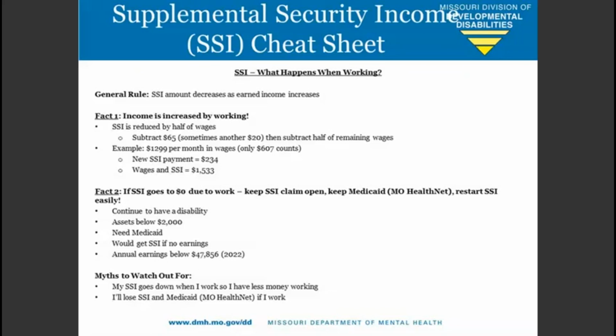Things that you may want to watch out for is people saying my SSI goes down when I have work, so I have less money. Again, from our example, you can see where individuals have more money to make ends meet. And it's not true that if they lose their SSI because of work income, they'll lose their Medicaid. The thing to make sure people are aware of is they don't have to choose between their SSI or their work and Medicaid. If their SSI goes down to zero because of work income alone, they can continue that Medicaid coverage.